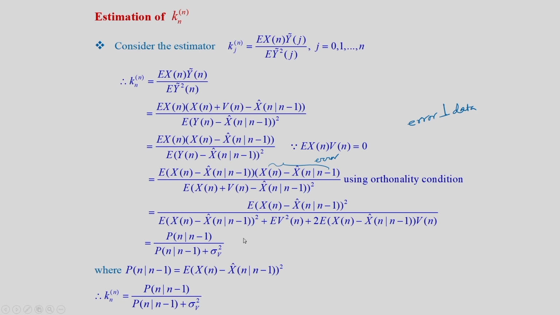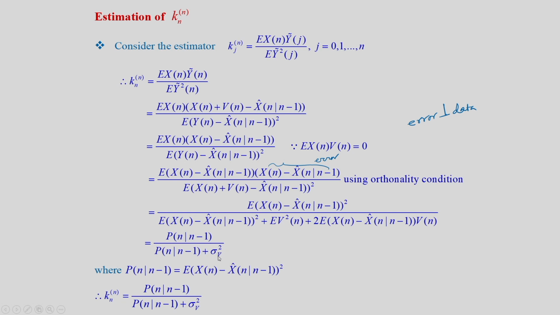So, what we will have, therefore, in the denominator is E of (x_n minus x hat n given n minus 1) whole square plus E of v square n. That is the denominator. And this term we will denote by P of n given n minus 1. This is the mean square prediction error. You see, this is x_n and this part is the prediction based on data up to n minus 1, that way it is the mean square prediction error.